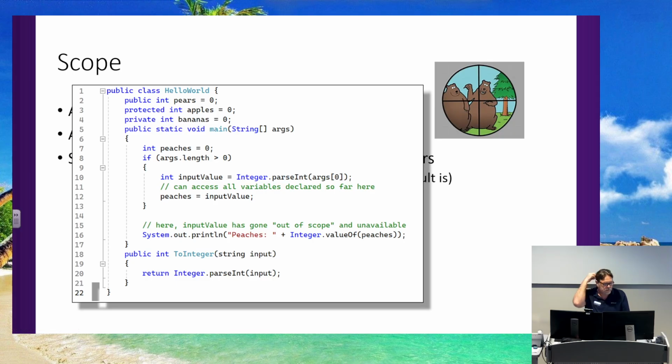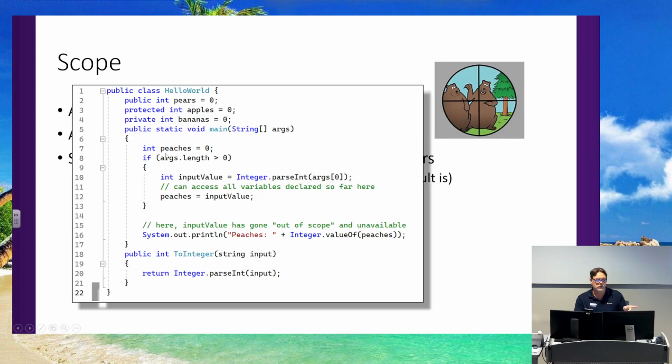Okay, so here's a nifty little example I threw out there. Not a lot going on here. I've got a class. I define a public, a protected, and a private, 3 integers: pears, apples, bananas. I initialize them all to 0. I have my main function. So when I say java hello world and run this program, it's going to call this main function at startup and immediately start executing these lines of code.